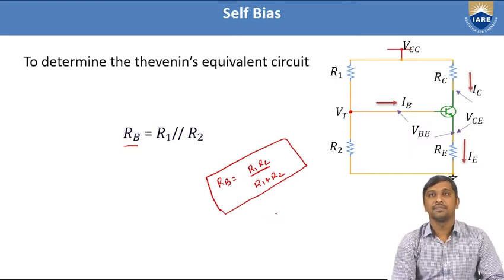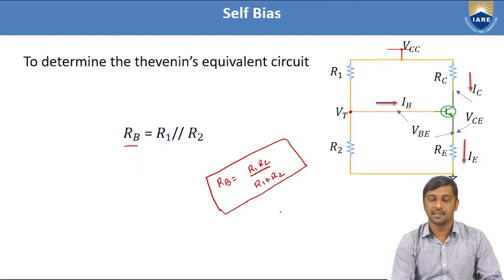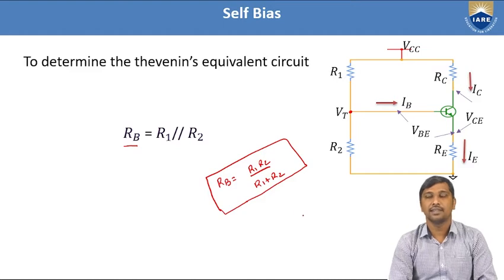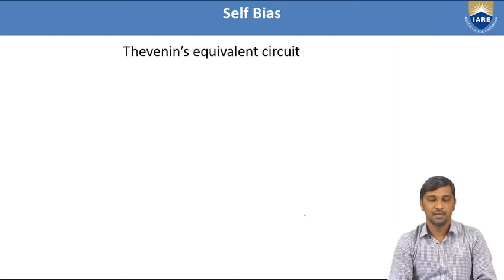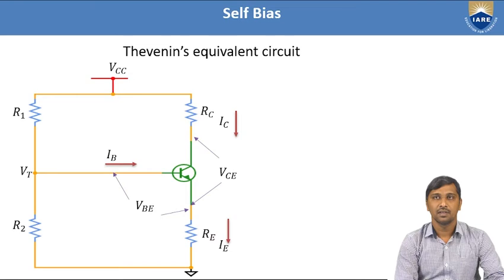Now, by using the Thevenin's equivalent voltage and Thevenin's equivalent resistance, we need to redraw the Thevenin's equivalent circuit with respect to this Thevenin's voltage and Thevenin's resistance. So, by using these two parameters, I am going to redraw this self bias circuit in terms of a Thevenin's equivalent circuit.